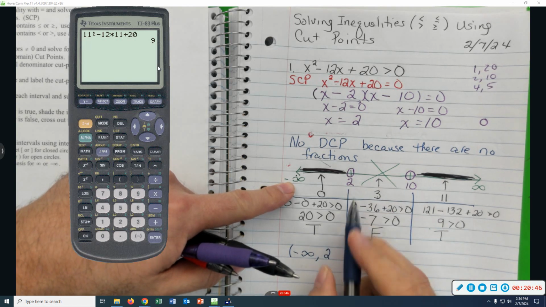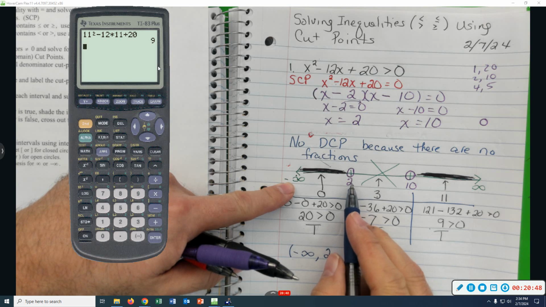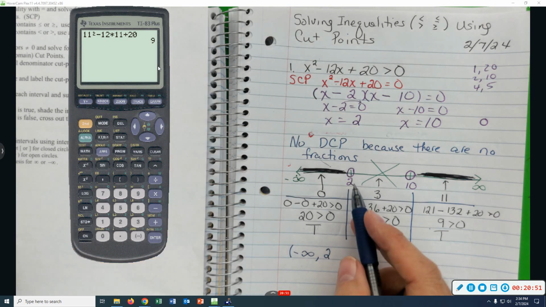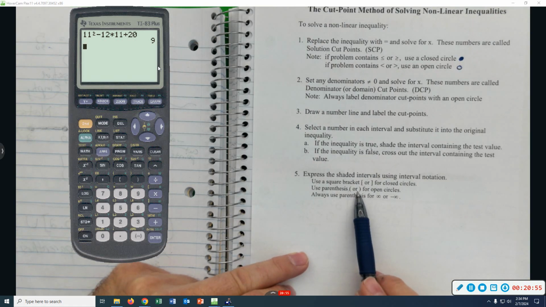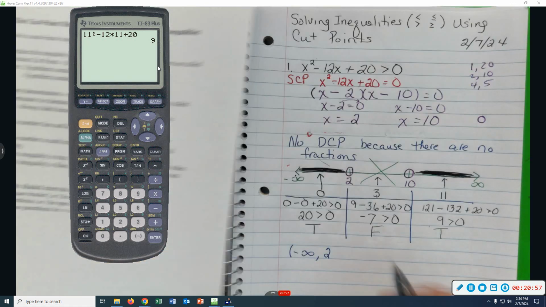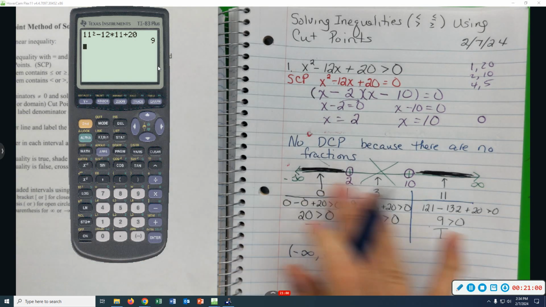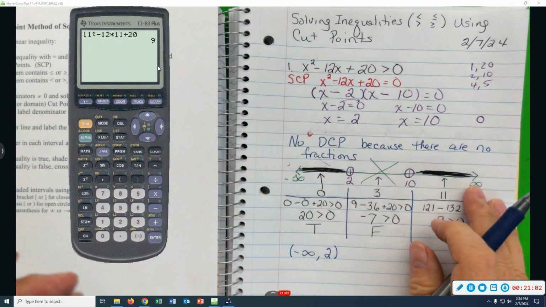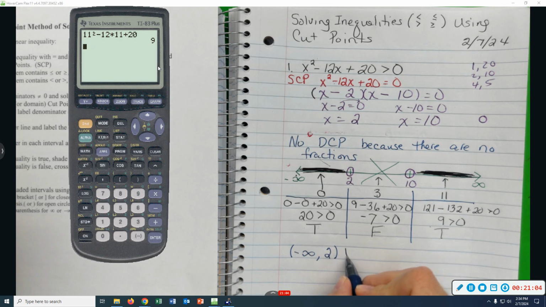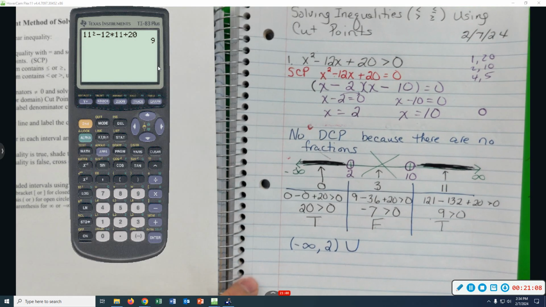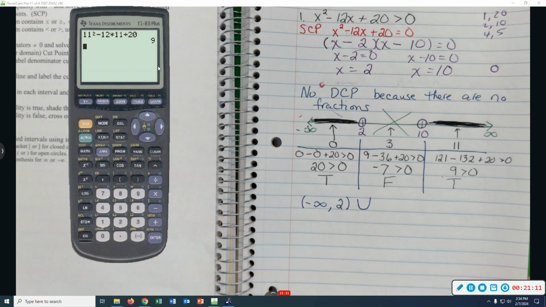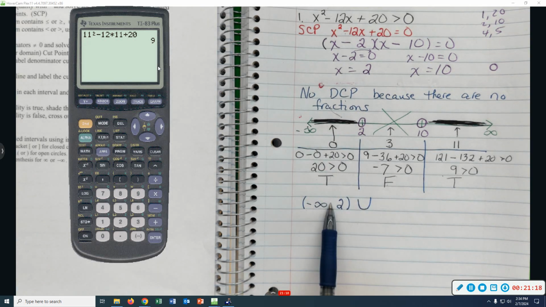What am I going to put on that 2? Open or closed, bracket or parentheses? Parentheses for open, brackets for closed, parentheses. Then to indicate that it's on the same number line, we don't have two separate number lines, we go union, and that little symbol will be there for you to type in. It's for when you're separating the interval.